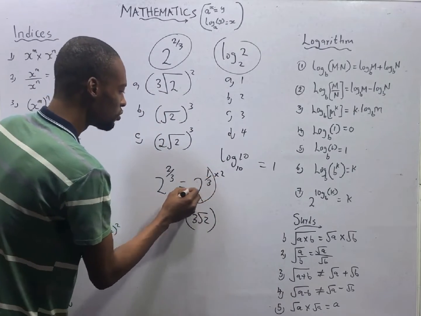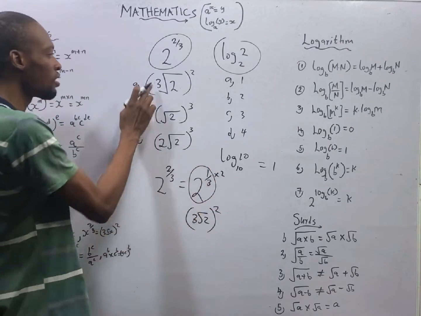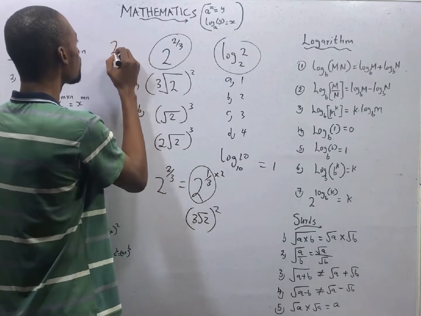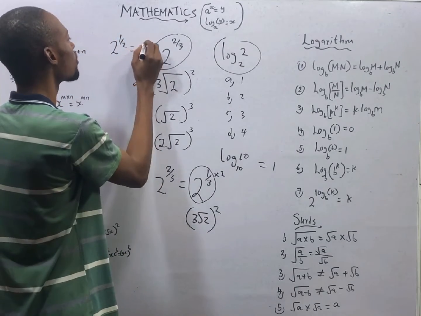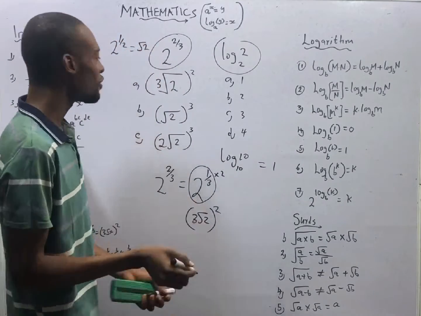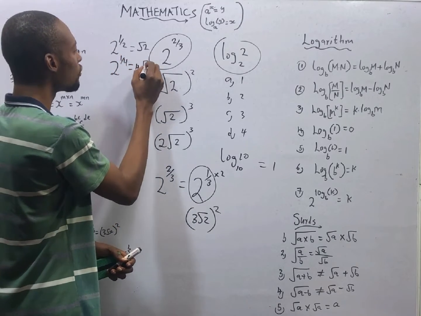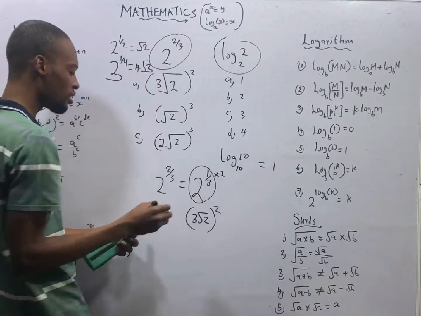Here is cube root of 2, then raised to the power of 2. Cube root of 2 raised to the power of 2. If you have 2 raised to the power of 1 over 2, this is the same thing as square root of 2. If you have 2 raised to the power of 1 over 4, this equals the fourth root of 2.